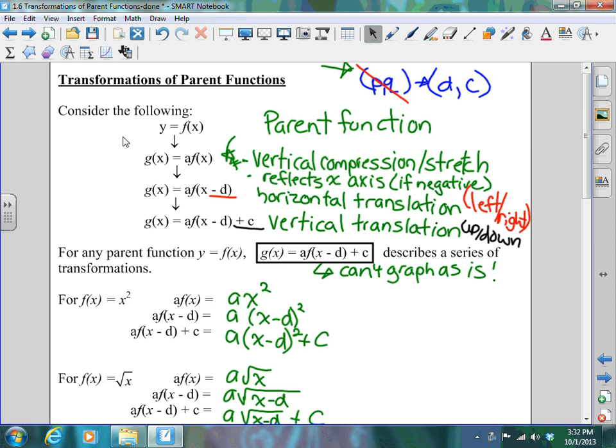Okay? What we will have, ladies and gentlemen, is a general formula, which is in this box here. You're going to want to write that down. This general formula has all the transformations that can be applied to any function. Please note this formula looks different because there's an f of x on the right side that tells us we can't graph this as it is. Basically, it says we can take a value of A, a value of D, and a value of C and apply it to any parent function.